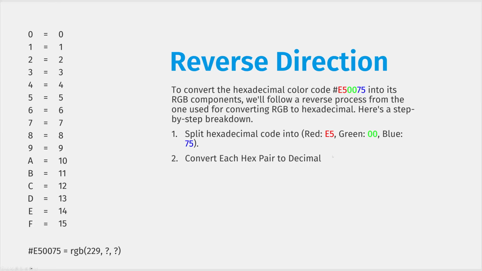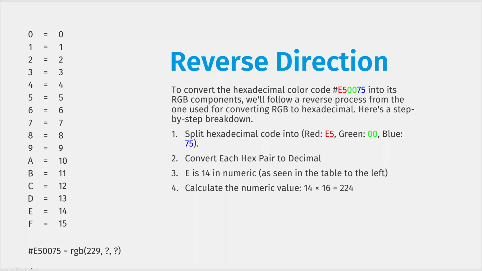Convert each hex pair to decimal. So we need to go from hexadecimal to decimal. Hexadecimal is hexa for 6, and decimal stands for 10. So we have 16 here, but backwards, of course. And then we have decimal, which is the 10 thing. So we convert hex to decimal. E is 14 in numeric, right? If we look at this E, we go down there and see it, yes, it's a 14. So in the table to the left, we can see that.